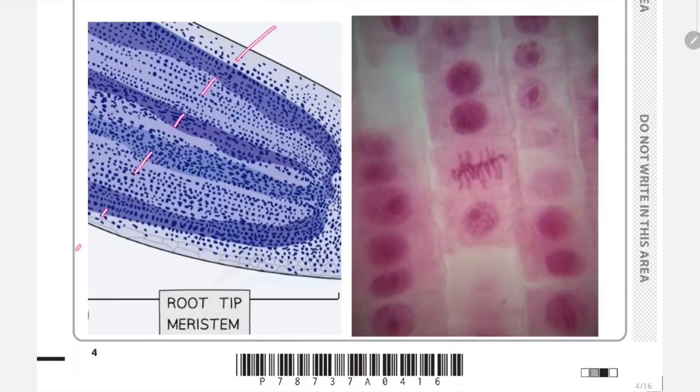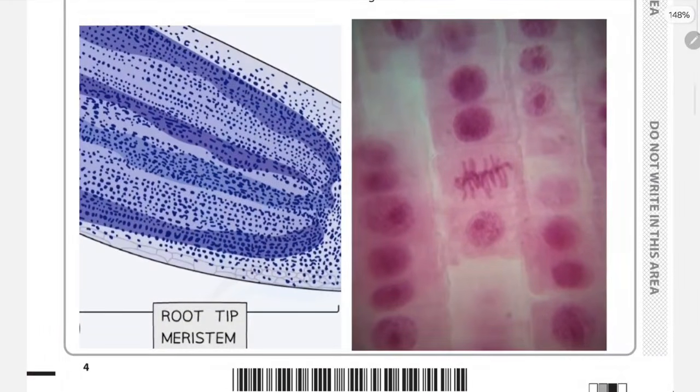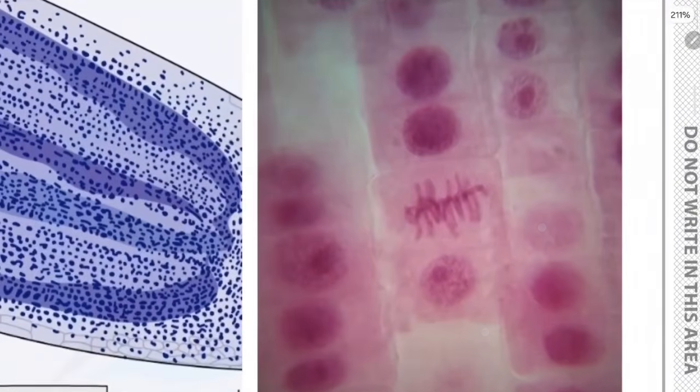So we cut the last 5 millimeters, or we could say 4 millimeters, from this root tip, and we cut them. We prepare them to be examined for mitosis. We're going to describe all the stages here because this is what the question is asking us, in order to get this view of the cells, in order to be able to see the cells in mitosis.